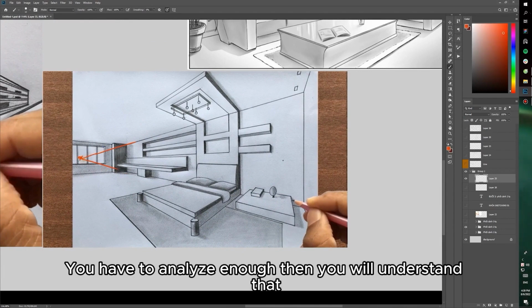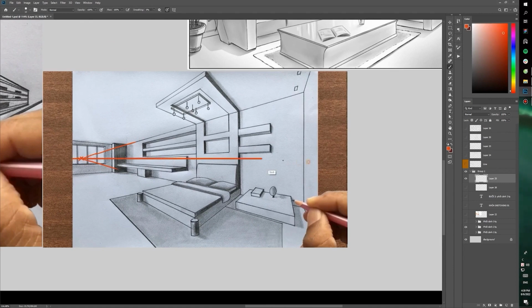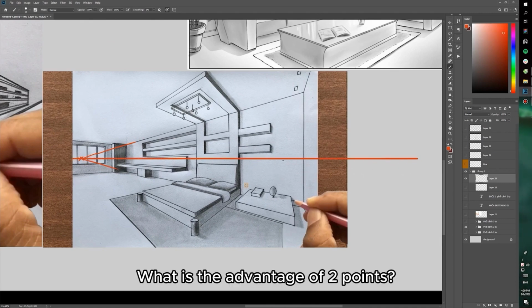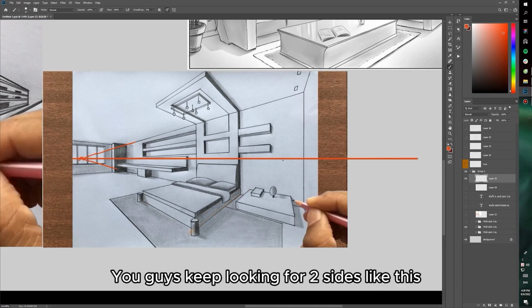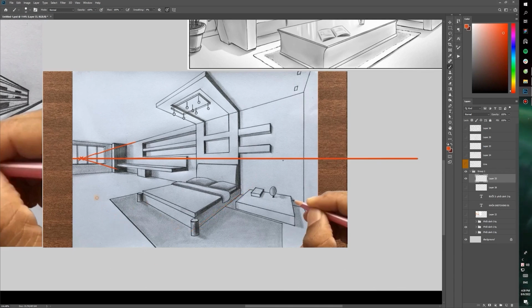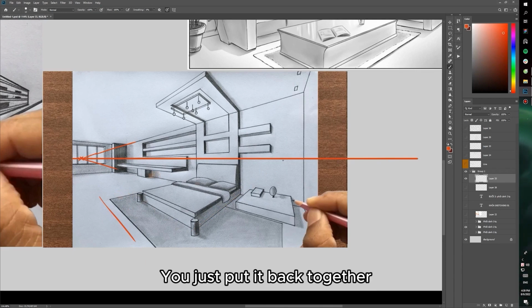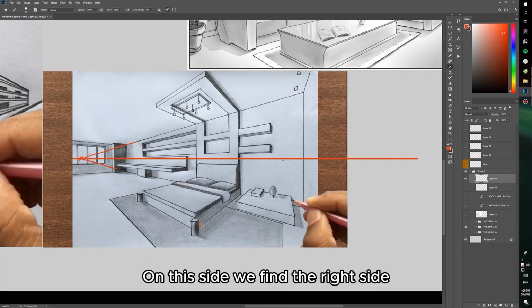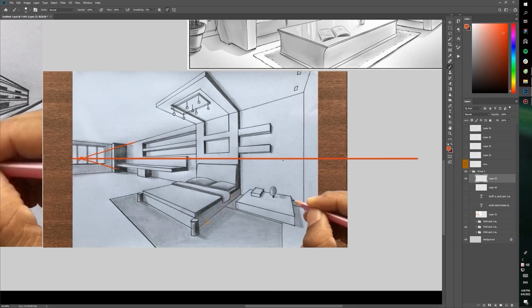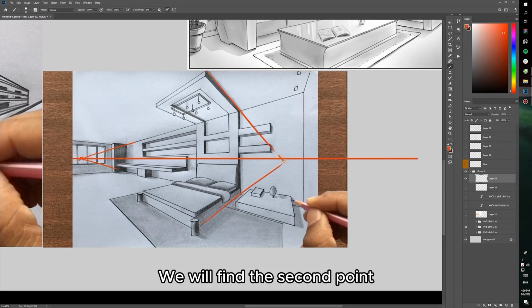You have to analyze enough, then you will understand that when 2 points are used. What is the advantage of 2 points? You connect them. You guys keep looking for 2 sides like this. You just put it back together. If it points towards a point, it is a point. On this side we find the right side. We connect it like this. We will find the second point.